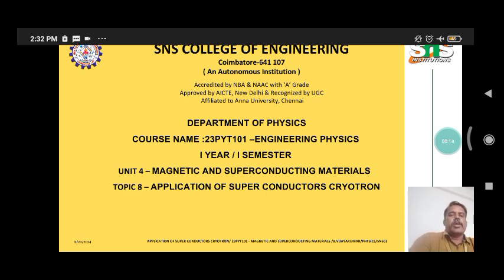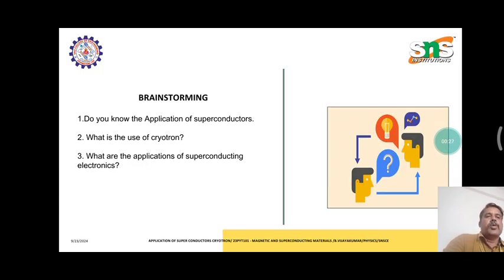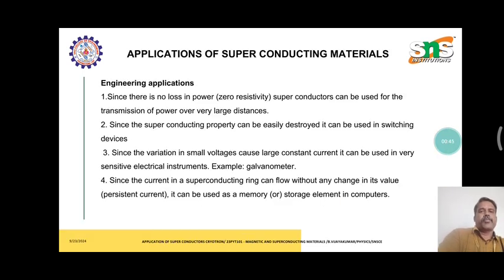The another topic we discuss is the application of superconductor: the cryotron. This is under magnetic and superconducting materials, Unit 4. So the brainstorming session questions are: Do you know the applications of superconductors? What is the use of the cryotron? And what are the applications of superconducting electronics? You will get the answers to all three questions after taking this topic.